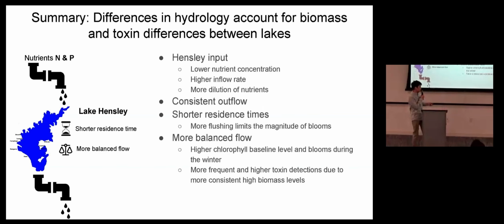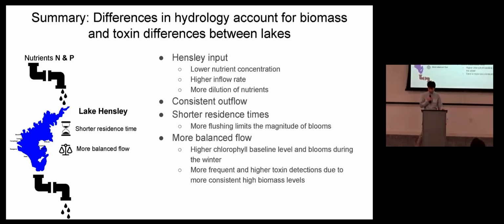And then we look at the same diagram in Lake Hensley. The input into Lake Hensley is lower nutrients with a much higher inflow rate, causing the dilution of nutrients. In addition to consistent and higher outflow rates, Lake Hensley has a shorter residence time. This causes more flushing and limits the magnitude of blooms, such that chlorophyll isn't as high as Lake Eastman. And then because there's a more balanced inflow into Lake Hensley, we get a higher, more consistent baseline chlorophyll level and more potential blooms during the winter.